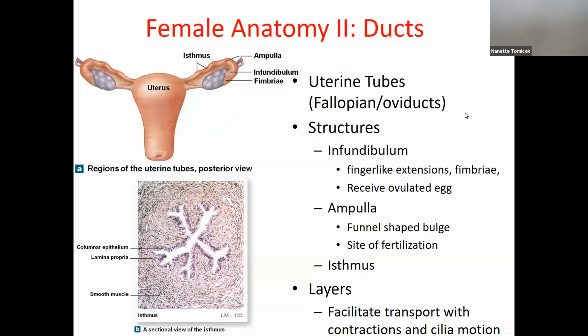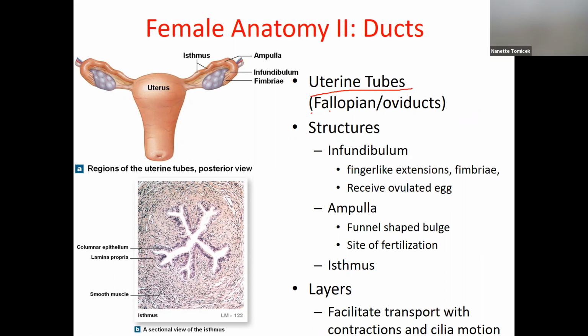This is the second lecture for female anatomy. So we're going to move out of the ovary and move into the ductwork that I'd like to talk about. So we're going to start with the uterine tubes. They are a tube with many names.